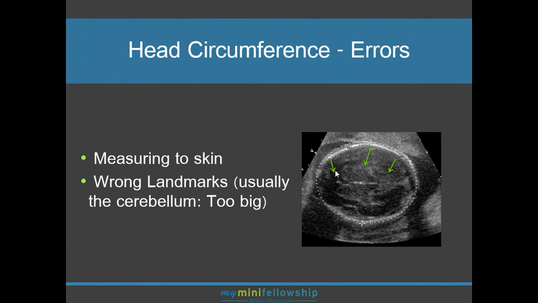And some people will think of this sort of picture as an arrow, where these are the feathers, this is the shaft of the arrow, and the tentorium is the head of the arrow. So you should not see the cerebellum in there. If you see the cerebellum, you're too oblique and you're going to be over measuring the head circumference.